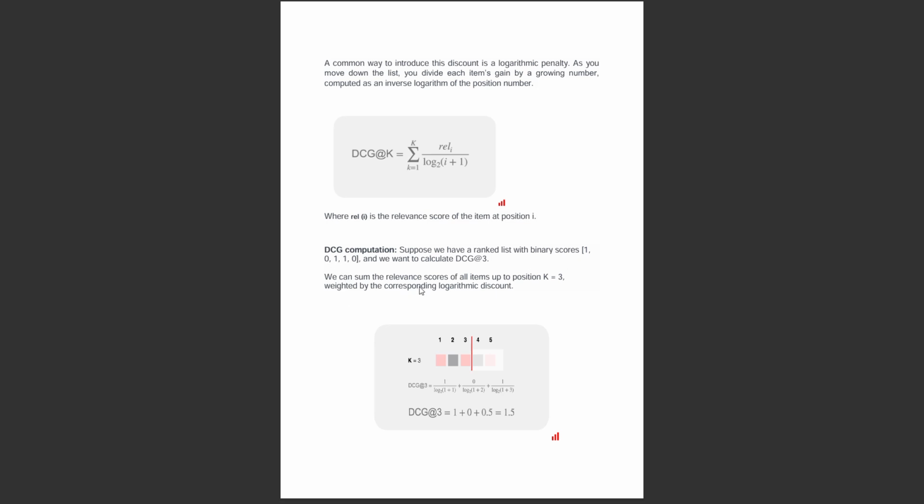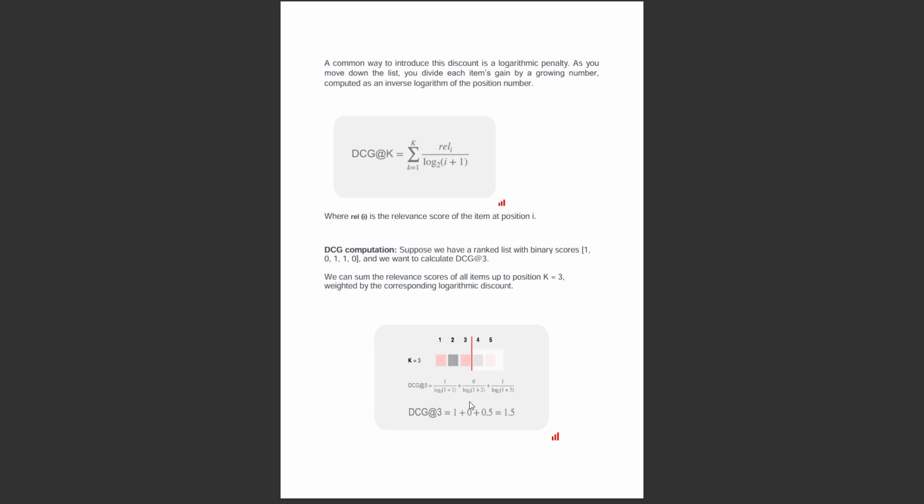So we can sum the relevance scores of all items up to K based on this formula. This binary score indicates the relevance. So DCG at 3 equals, as we are able to see here, the first document is relevant, the second one is not relevant, and the third document is relevant. So 1 divided by log to the base 2 of 1 plus 1, because since it is the first document, i will be 1, right? Plus 0. Why is the second document 0? Since it is not relevant.